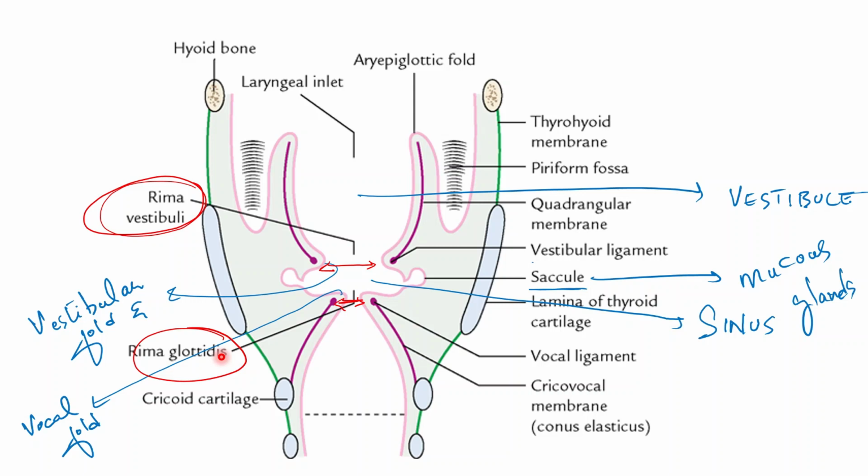So this is about the rima vestibuli and rima glottidis. Simply, rima vestibuli acts as the exit valve, whereas rima glottidis acts as the entry valve of the larynx.